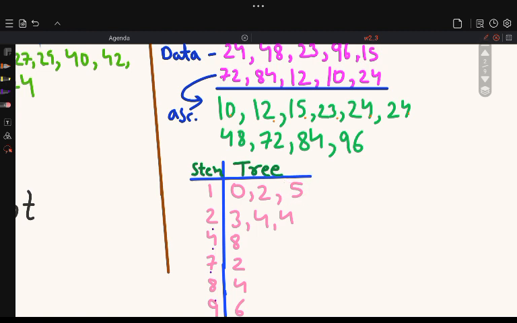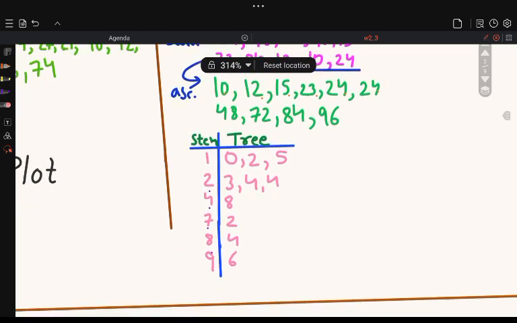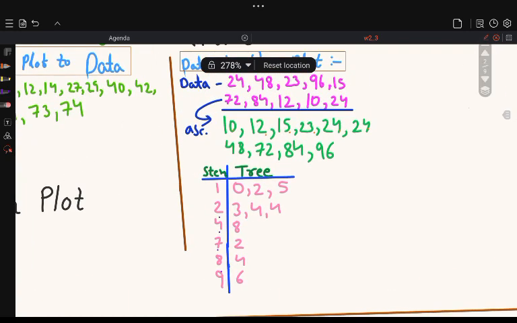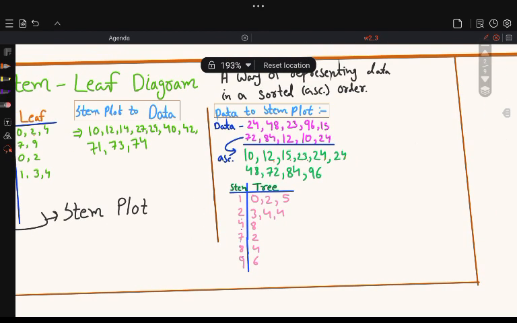And then we will move towards 2. For the 2, there will be 3 and 4 and 4. So 4 is written 2 times, so in the stem plot also we will write 4 2 times. Same for 4 7 8 and 9. So we plotted the stem plot of this data. So what was the process? First convert to ascending order. The tens place will be the stem and the ones place will be the leaves. And that's how we can convert.